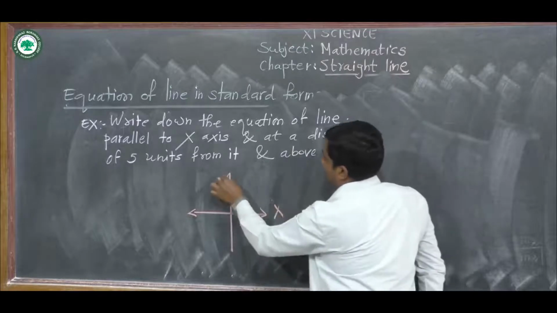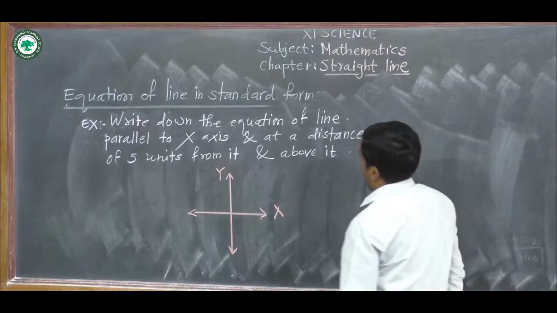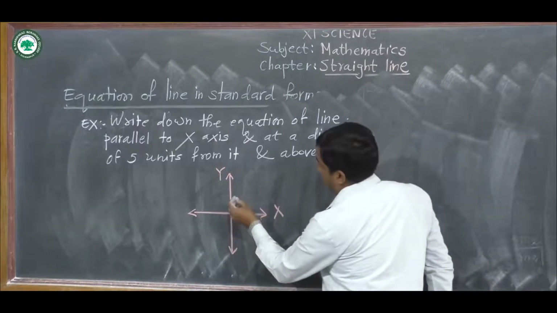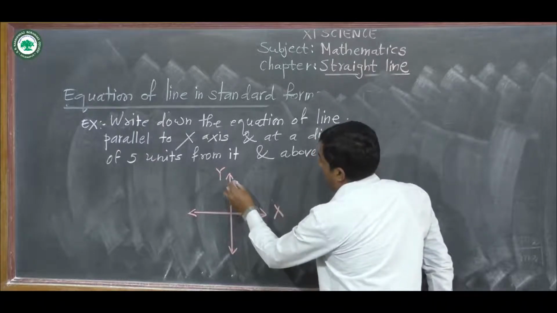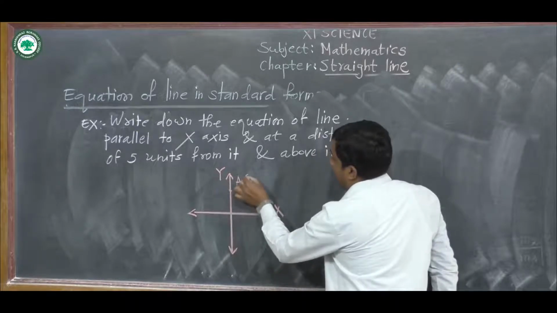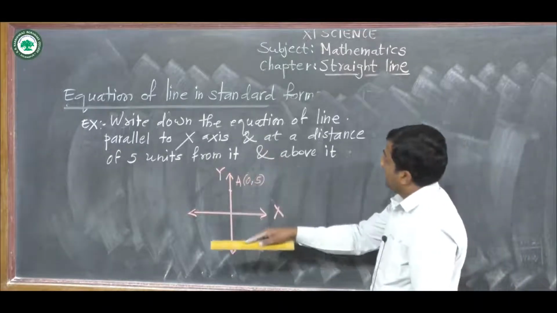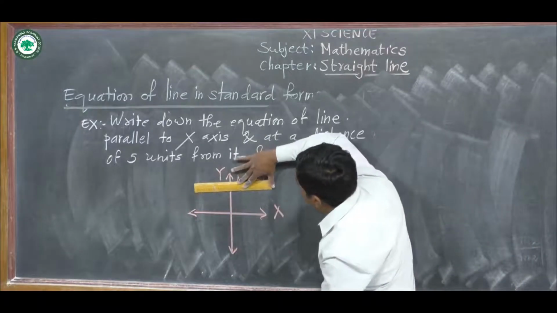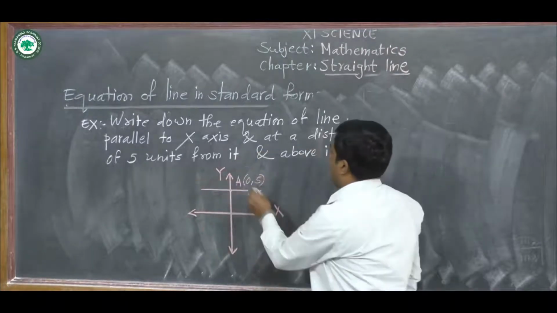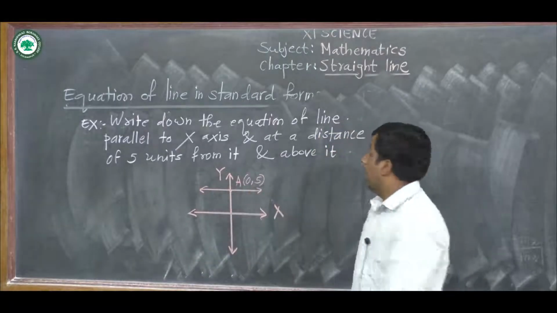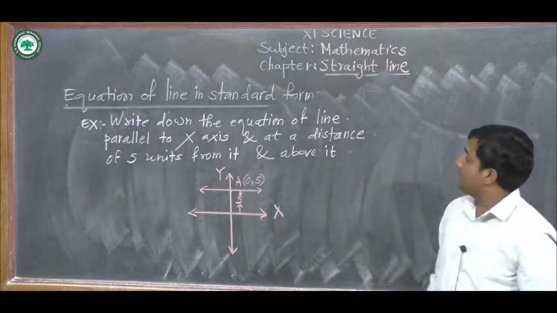This is our x-axis, here is our y-axis. Here one point is given which is at a distance of 5 units. So here is our point A, having coordinates (0, 5). Suppose our line is passing through the point A and parallel to x-axis like this. Our line is parallel to x-axis. We know this distance is 5 units.